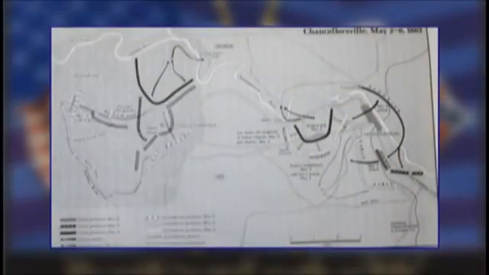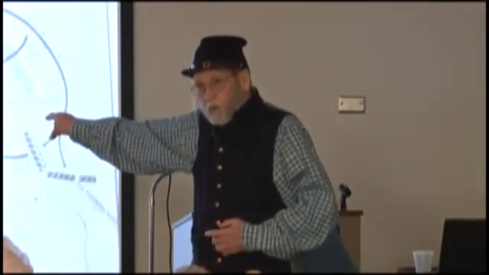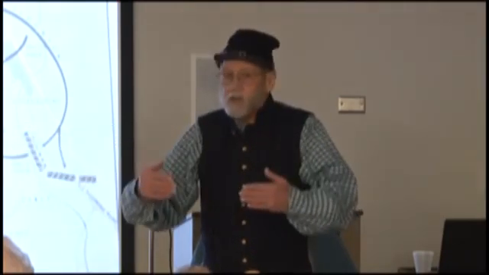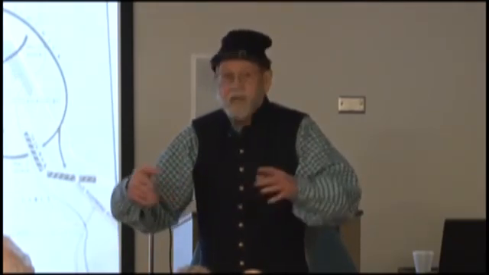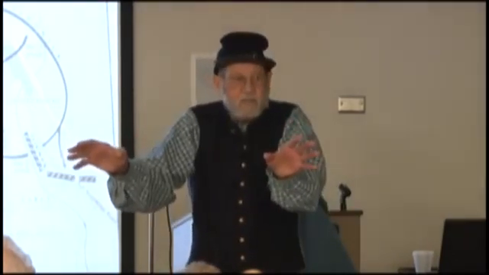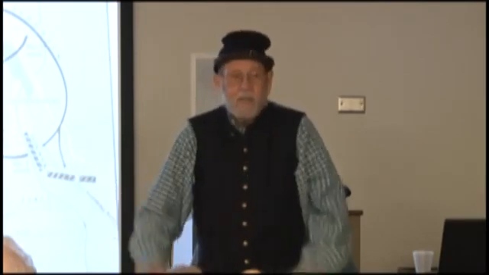Chancellorsville. Again, Hooker has got 120,000 men. He's moving south. Lee is sitting down there with about 30,000 men. All of a sudden, Hooker stops. He's hesitating. He gets his men dug in. They're all dug in facing south with Lee's 30,000 men.